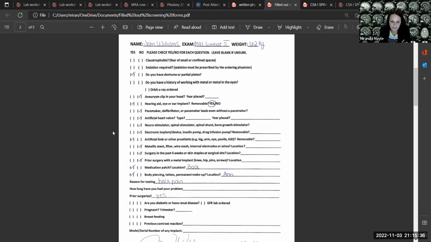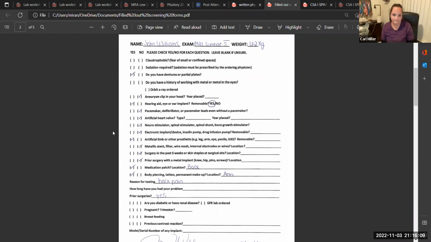Perfect. Excellent. All right. Do you have a pacemaker, defibrillator, pacemaker leads, or an artificial heart valve? No. Any type of stimulator, spinal shunt, or a bone growth stimulator? No. Electronic implant or device, insulin pump, drug or infusion pump? Yes. What type? I have a Dexcom. Okay. How long can you go without that? I can go 1 hour. Okay, perfect. So we'll have you remove that before we start the exam.